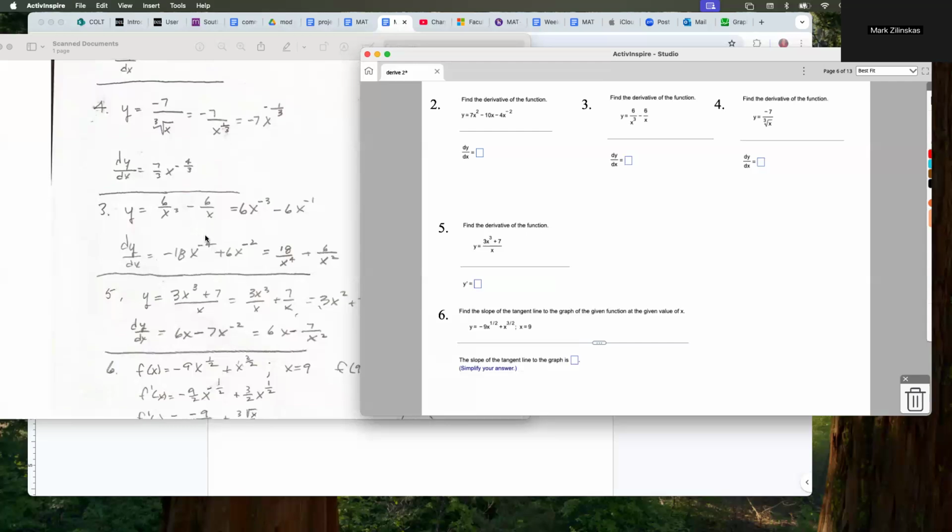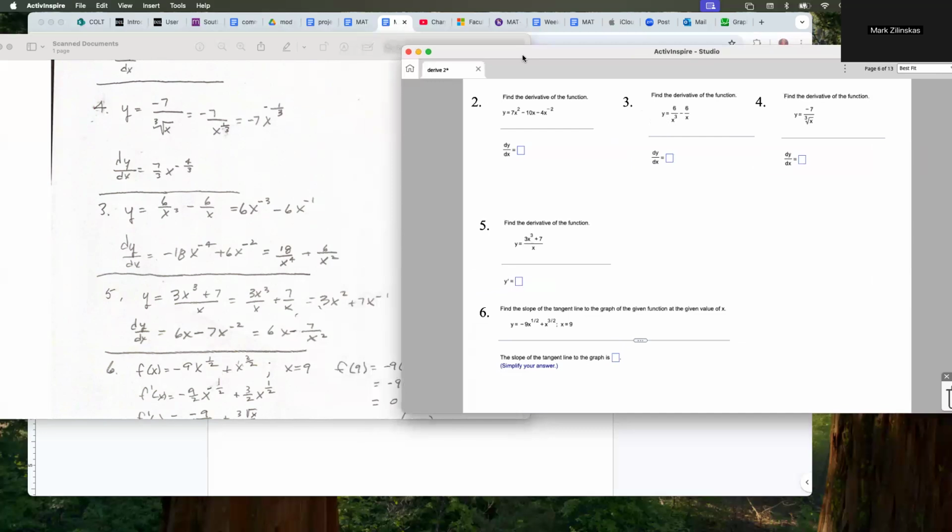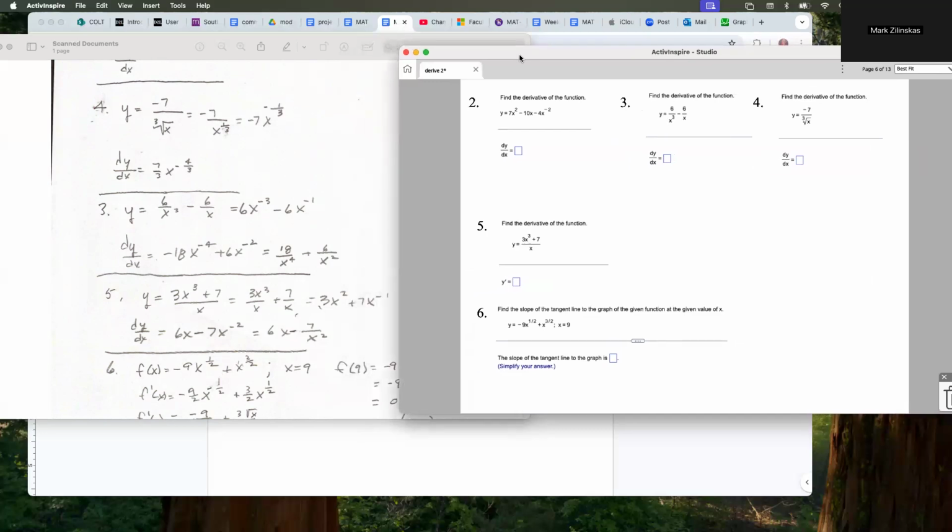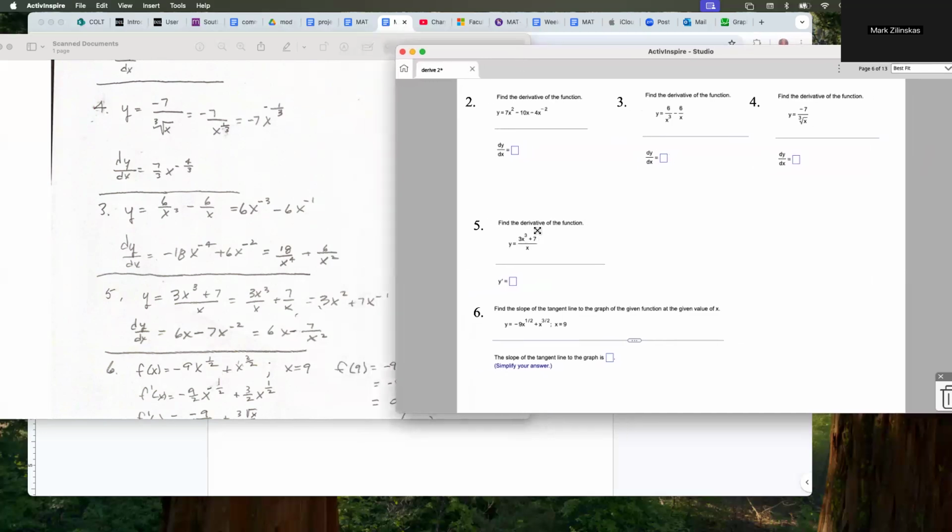Moving on to number 5. Number 5, this one's kind of a little bit of a, I don't want to say a trick, but it kind of is. We're going to learn the quotient rule later. You can use the quotient rule, but it's a lot harder than using this technique here.